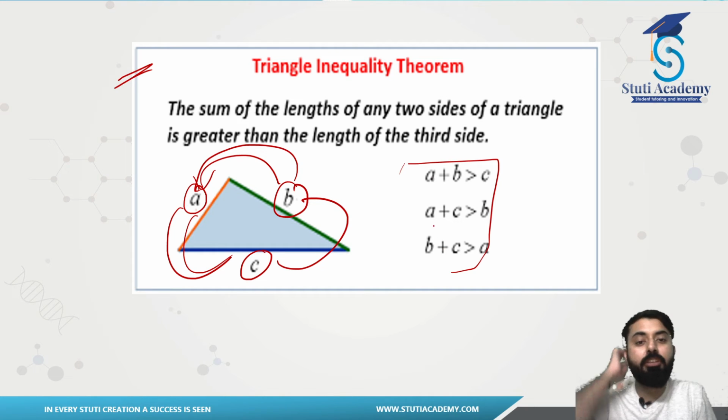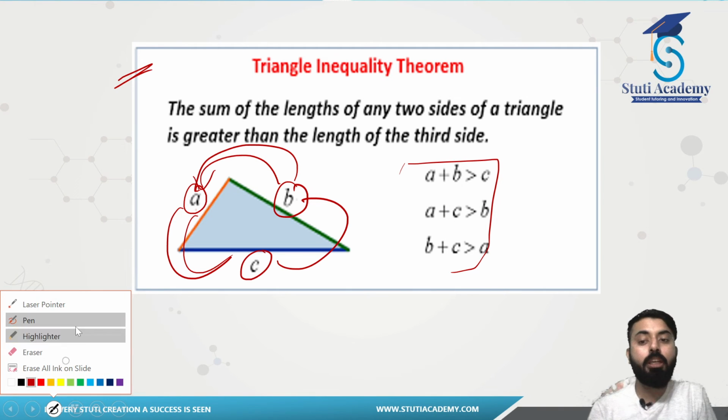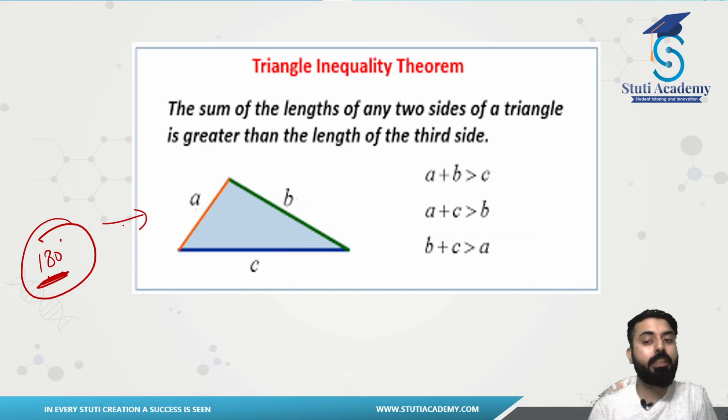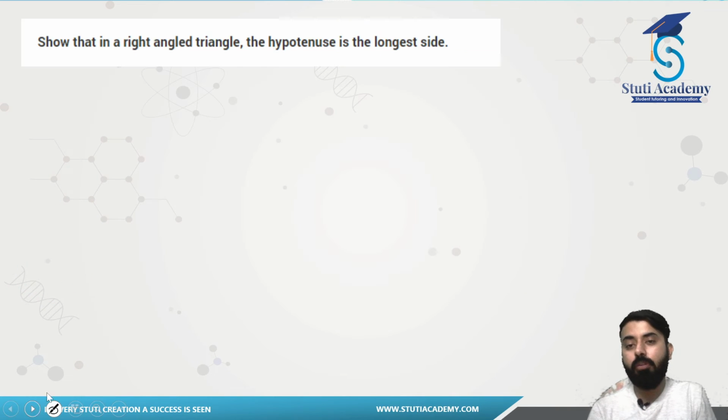If one of these conditions is not true, then you can say the figure is actually not a triangle. And there is one more thing, the sum of all angles has to be 180 degrees. If it is less than 180, then the figure is not a triangle. The sum has to be actually 180 degrees. So it has to be truly 180 degrees. Now let's move forward and see.